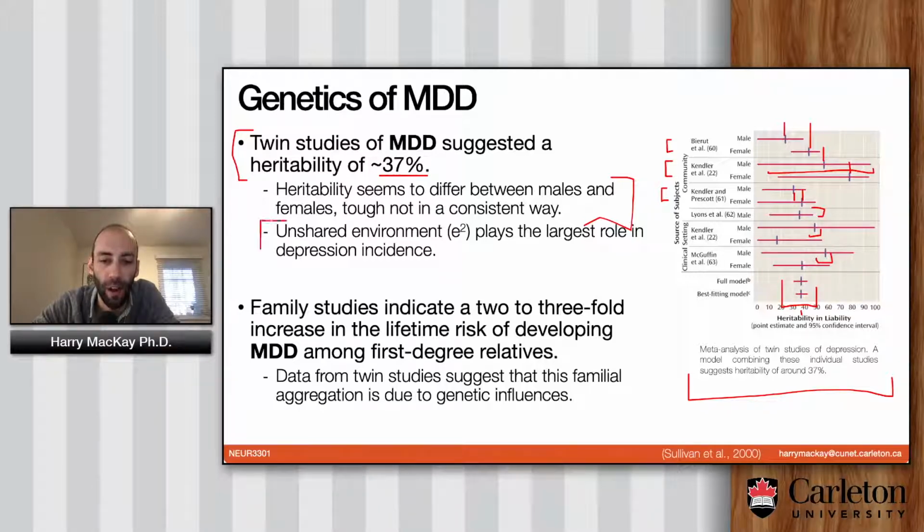The unshared environment, that is to say the environment that differs between identical twins, seems to play the largest role in depression incidence. So there you're thinking about things like stressors and exposure to trauma and various other sorts of lifestyle factors that don't directly relate to your DNA.